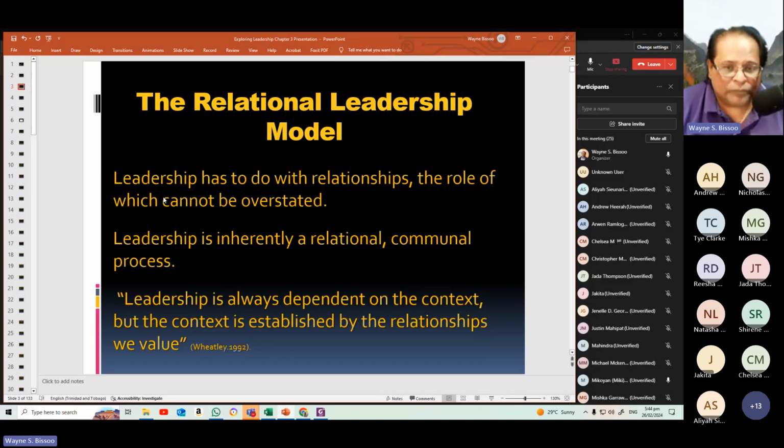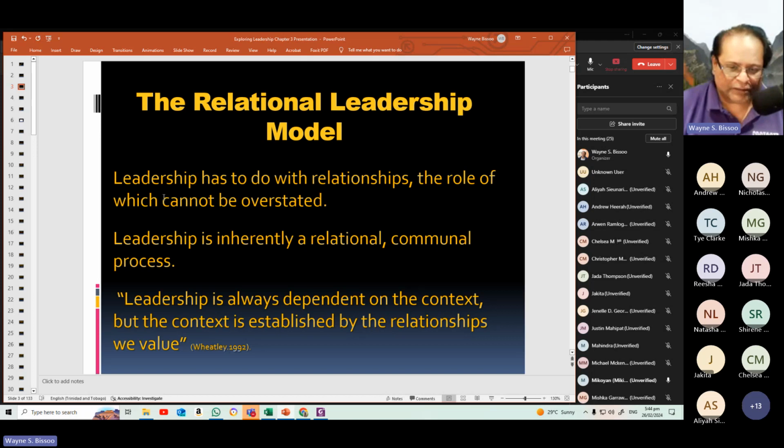In this model, as the name would suggest, leadership has to do with the nature of the relationships we've developed with people. Inherently, the relational leadership process is a communal process. So it pays a lot of attention to the nature of the relationships we develop with individuals, because it's going to be pivotal to how you develop your philosophies and your procedures as to what you're working with moving forward.